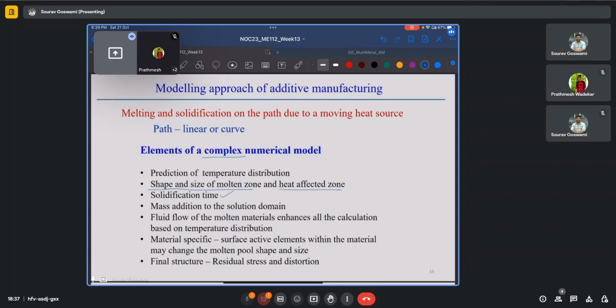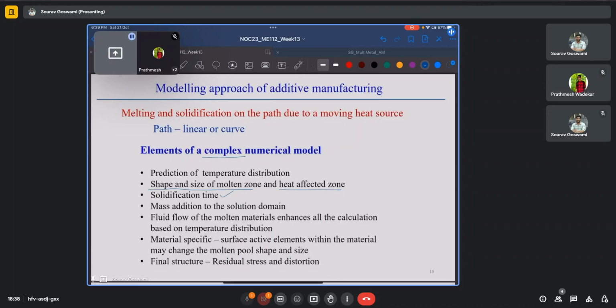Again, a faithful model will also emulate the fluid flow of the molten materials, and such a feature will enhance the calculation based on temperature distributions. Of course, because of the concentration of the materials involved, say if you are trying to model a multi-material deposition process, then their concentration will vary within the melt pool because of the flow effects. And a process which simulates these changes in distribution will be more faithful and more accurate in terms of corroborating with the actual experimental results.